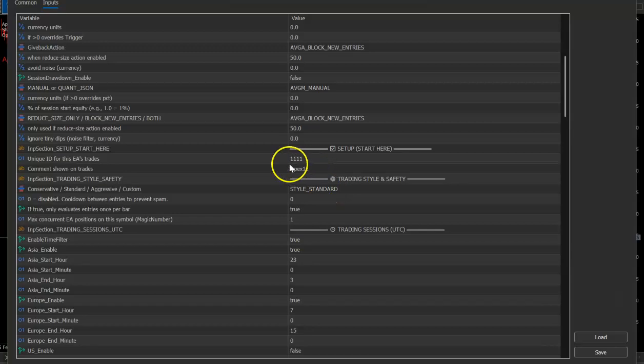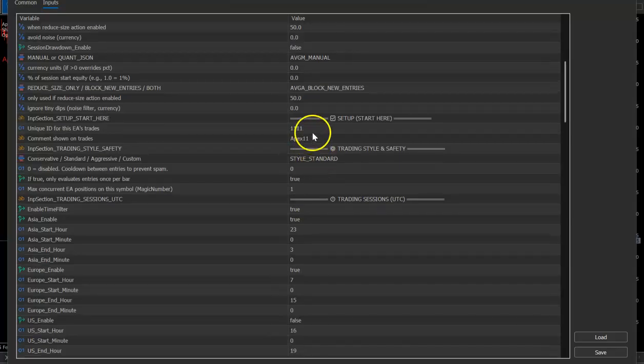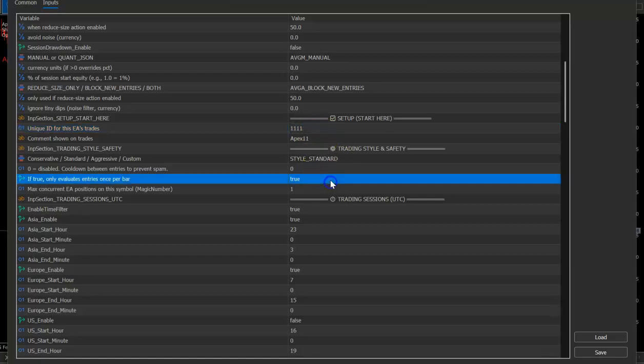Next, this is just a setup. This is the Apex11 magic number, 1111, and then Apex11. So if you want to test different settings, different outcomes, you will just change the magic number.